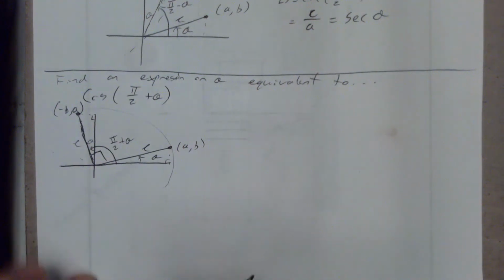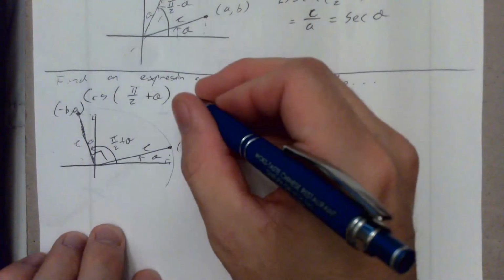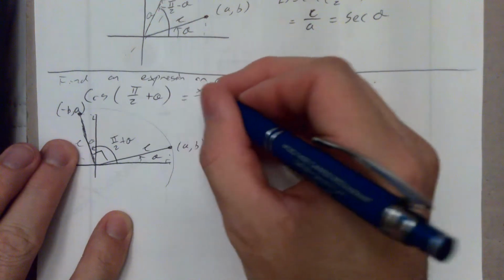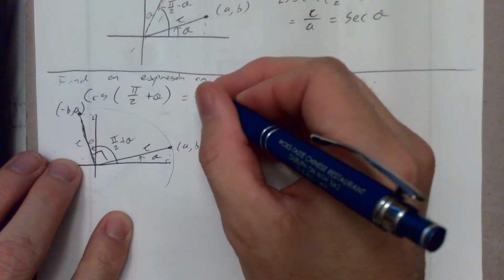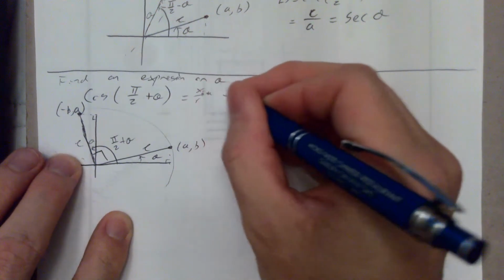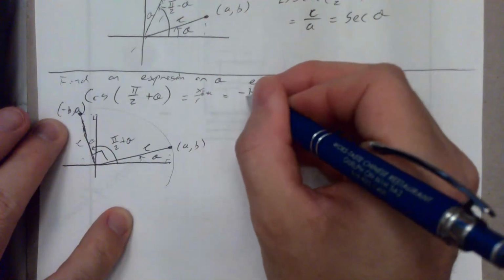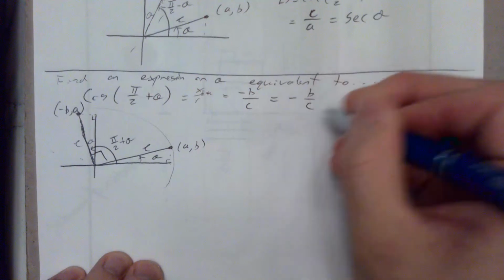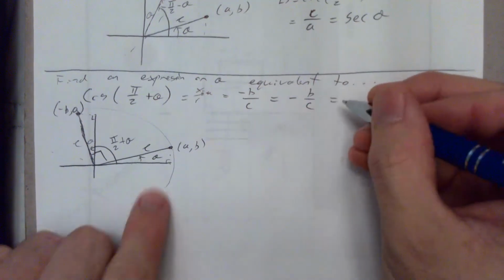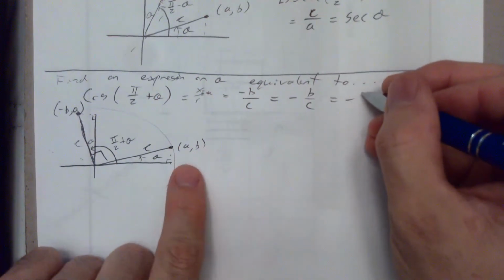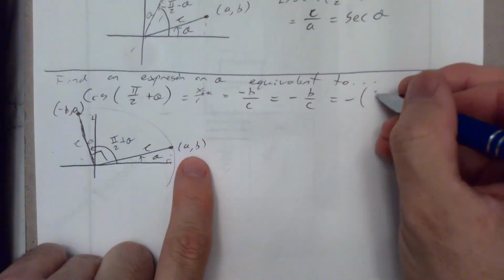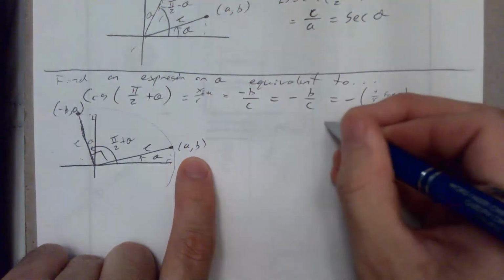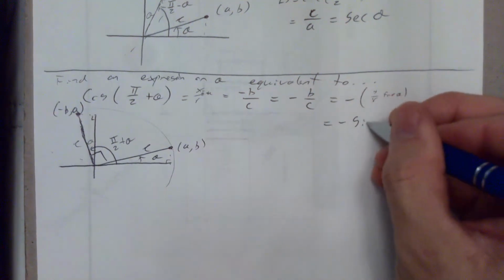So if I look at the cosine of pi by 2 plus theta, which is going to be the ratio of x to r for pi by 2 plus theta, that's going to be negative b to c, which is the opposite of b to c, which is going to be the opposite of the ratio of y to r for theta, which is the opposite of the sine of theta.